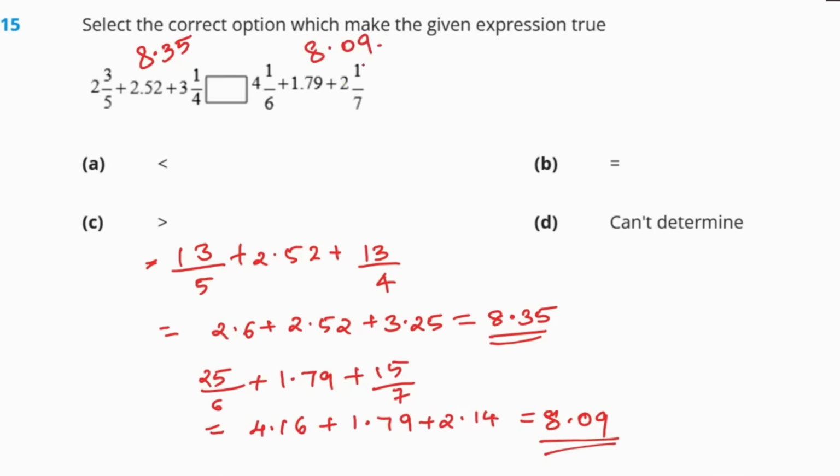So we will be able to know which symbol will come here. Yes, the first is the greatest number, 8.35. So here we have to put the arrow mark like this. The correct option is option C.